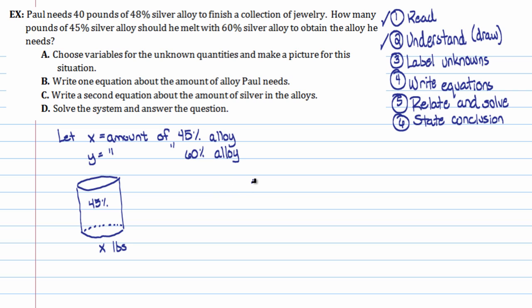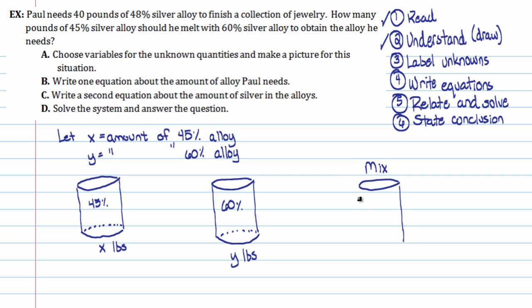We also have another can on the shelf. By the way, this works for mixing peanuts, and it works for mixing a bunch of different things, people, whatever it is. Our other can is a 60% alloy, and we don't know how many pounds. We said we have y pounds of that. And we'll have a final mix. I'll write the word mix above it. We will mix that to create a final can. And that one, we know we want to be a 48% mix. And we need 40 pounds here.